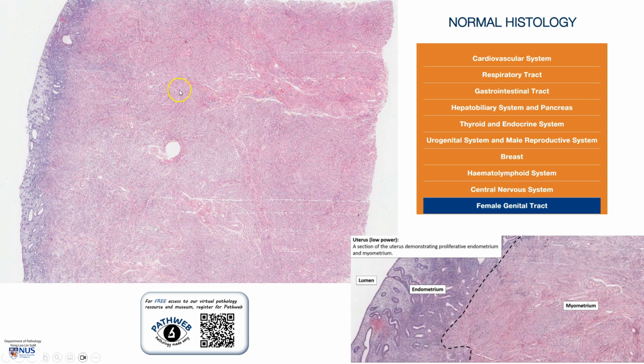Here is just a picture to show you the normal endometrium and myometrium. And you can see that the myometrium is much pinker appearing than the endometrium because of the eosinophilic cytoplasm of the myometrial smooth muscle cells. And in this labeled picture, we can see here the endometrial glands and stroma. And this is the normal myometrium. And here is the endomyometrial junction. These pictures are taken from our normal histology atlas in Pathweb.